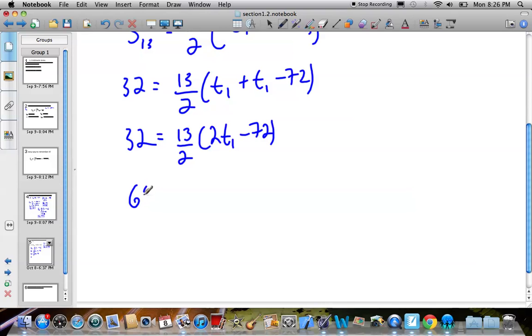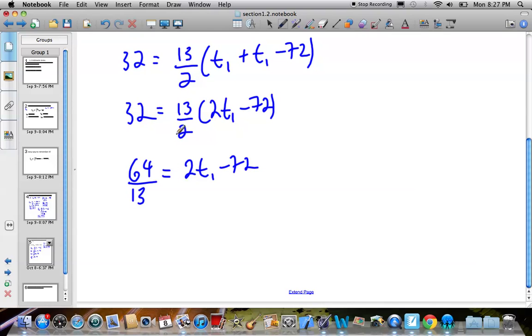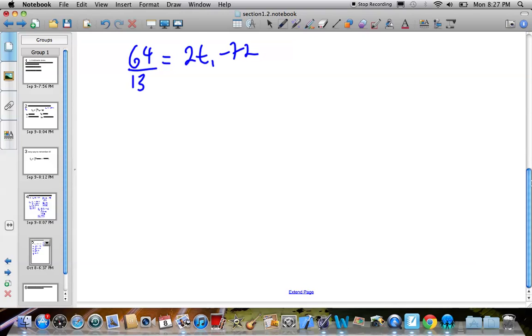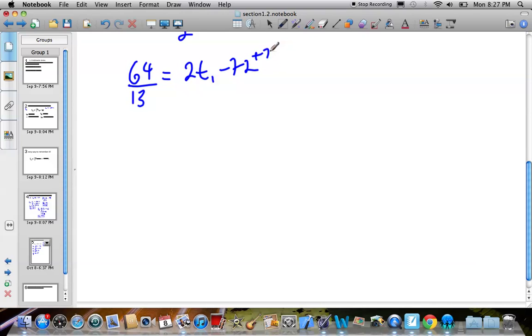So I'm going to have 64 on this side divided by 13, which is probably not going to be that lovely of a number, but anyway. 2 times t1 minus 72. I just multiplied that by the 2, so I cross multiplied. I got 64, and then I divided it by 13. 64 divided by 13 is not fun, but we'll leave it as is, I guess. Then I have to add 72 to both sides. I'm keeping this in my calculator, and if you saw the calculator I'm using right now, you'd be kind of embarrassed for me. Plus 72, and then I'm going to divide it by 2.